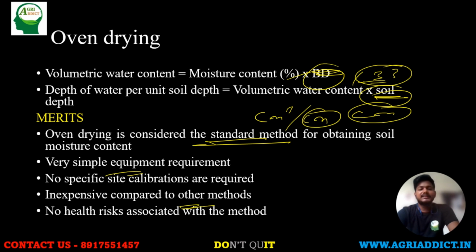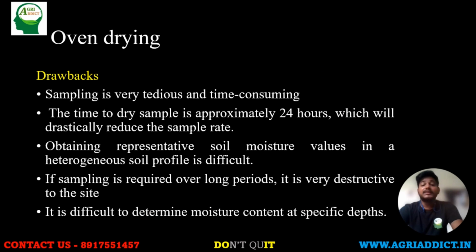No health risk is associated with the method like our infrared method. It's not like that. So there is no health risk included in this method. What are the drawbacks? The major drawback is that it is very tedious and time consuming. Yes or no? You have to go to the field, put in the screw auger, collect the cells, and again bring them to the lab. Understood? So it requires a lot of time.